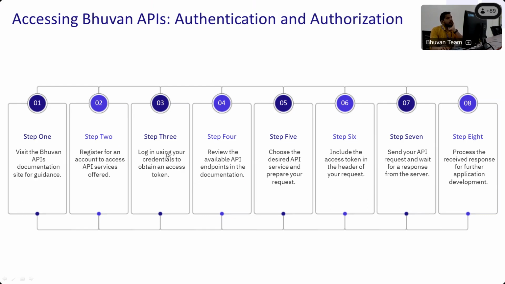Then you have to log in using the credentials and obtain an access token, and then you can review the available API endpoints in the documentation. That means which API you need to integrate in your application. After choosing that API service, you can prepare your request and your input, that is, what input you want to give, and then include the access token in the header of the request. As soon as you send this API request, you will get the response for further application development. All the steps are broken down simply and provided.